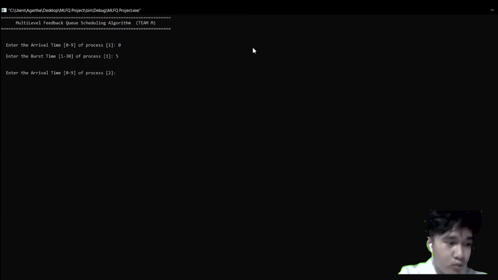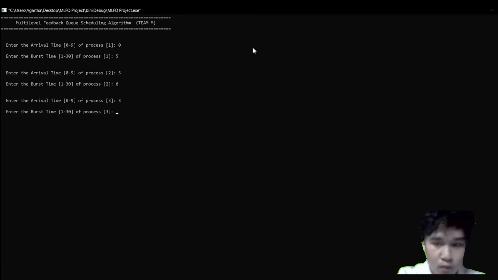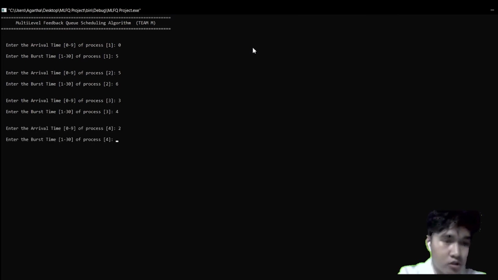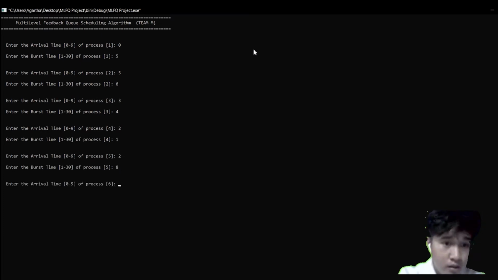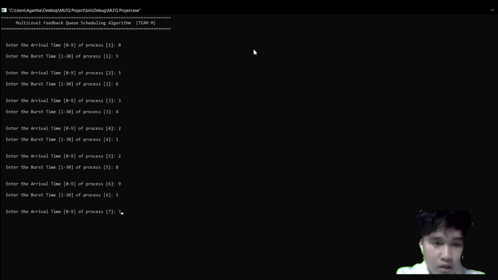For P2, arrival time of 5 and burst time of 6. For P3, arrival time of 3 and burst time of 4. And for P4, arrival time of 2 and burst time of 1. And for P5, arrival time of 5 and burst time of 8. And for P6, arrival time of 9 and burst time of 5, and lastly P7, arrival time of 7 and burst time of 6.